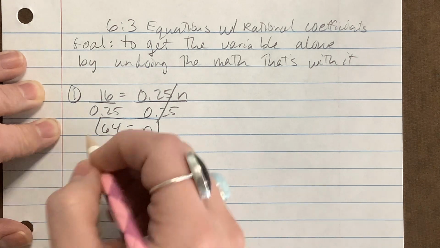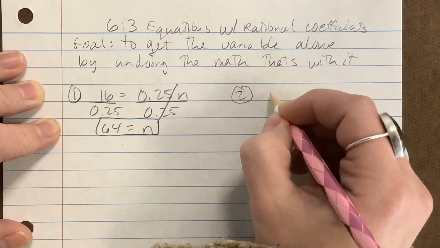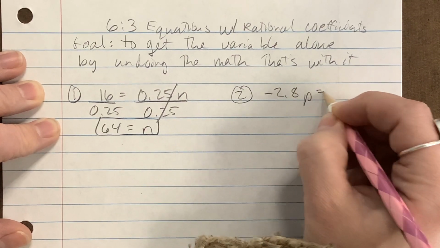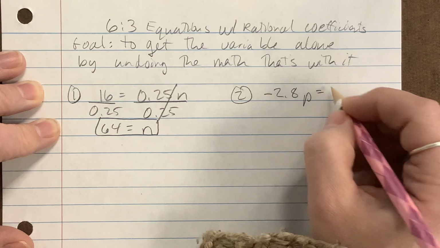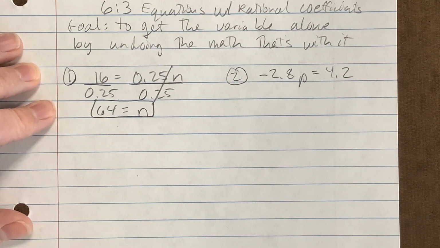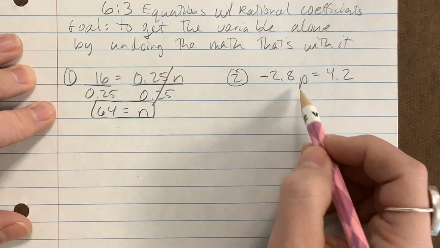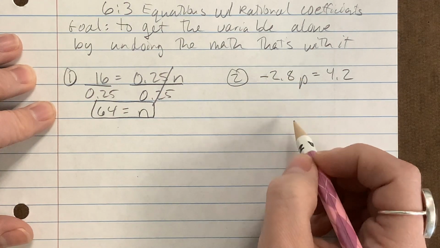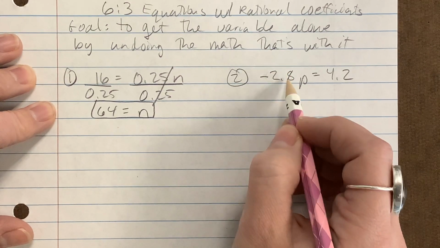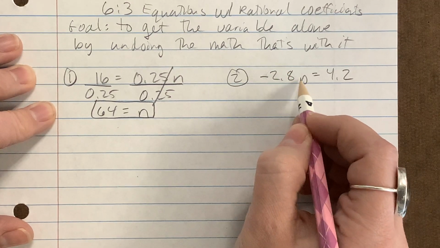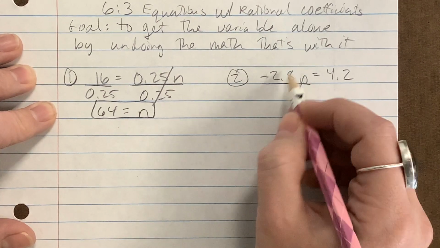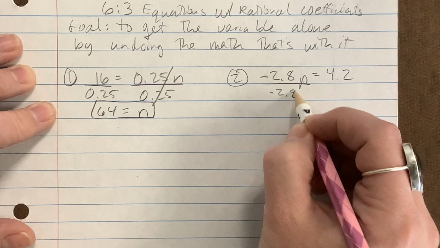Let's try another one, number 2. Negative 2.8p equals 4.2. So again, the decimals just work like any other number. Right now we're multiplying by negative 2.8. This is not a subtract. Right now it's a negative. Okay, right now we were looking between these two because nothing's there. That means it's multiply. That means to get rid of the multiply, we divide.